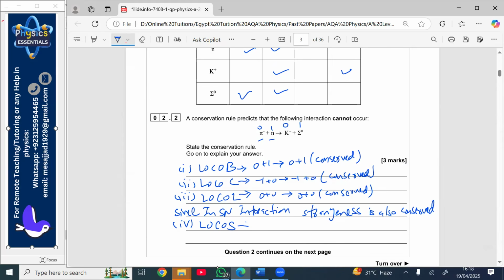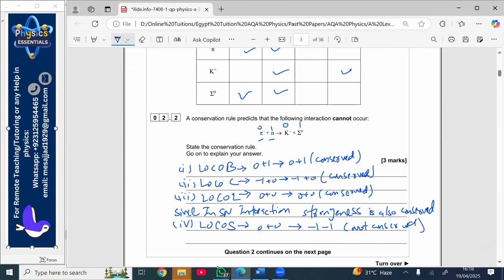So definitely it is going to be the law of conservation of strangeness, because on the left hand side you have pion plus neutron, which both have no strangeness, and on the right there is a kaon minus and the sigma naught. It is given in the question that the sigma has a strangeness of -1, and kaon minus also has a strangeness of -1, so it is actually -2, not conserved, right? So it means they do not follow the law of conservation of strangeness.